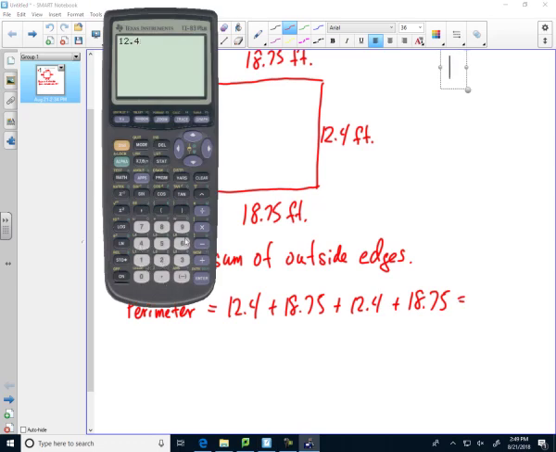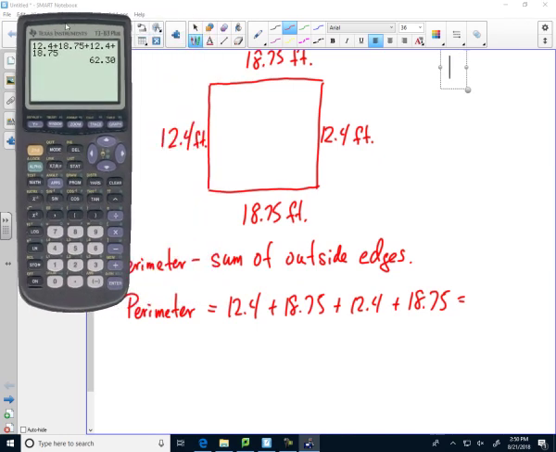So on the calculator, 12.4 plus 18.75 plus 12.4 plus 18.75. What'd y'all get? 62.3. Push a few more buttons here. Now, 62.3 is a number.